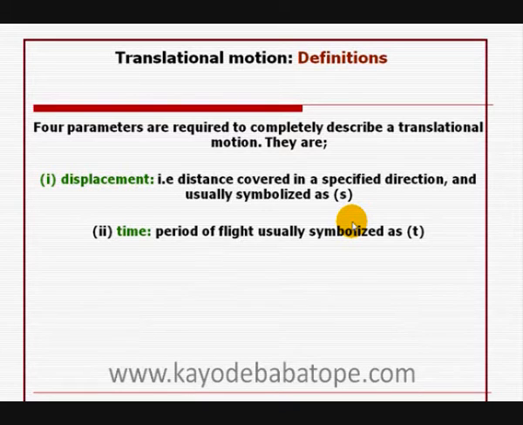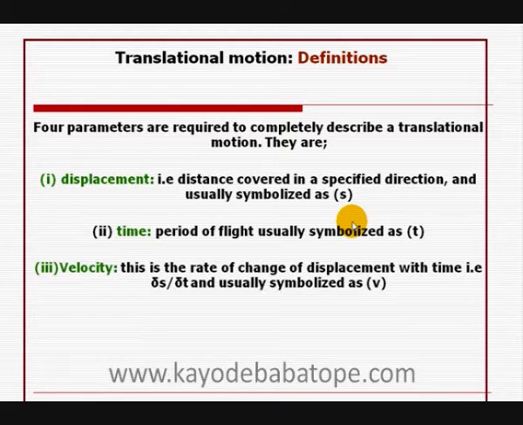For example, if a car covers a distance from one end of a street to another, covering a distance of 1 kilometer, that 1 kilometer is the displacement. But if it makes that journey in a space of 1 hour, then the time, which is the period of flight, is 1 hour.